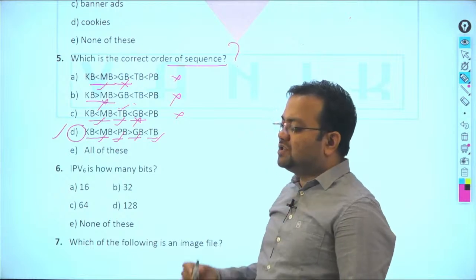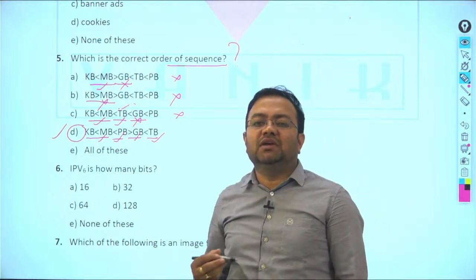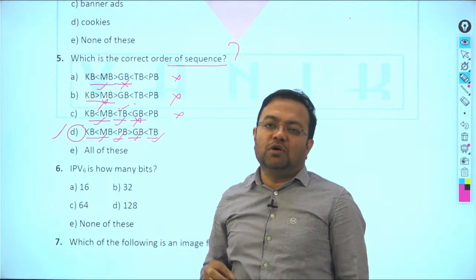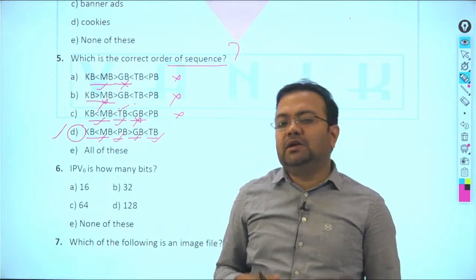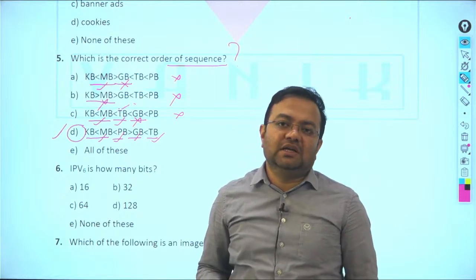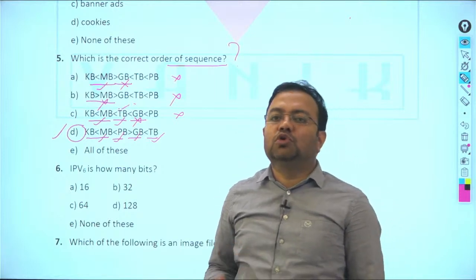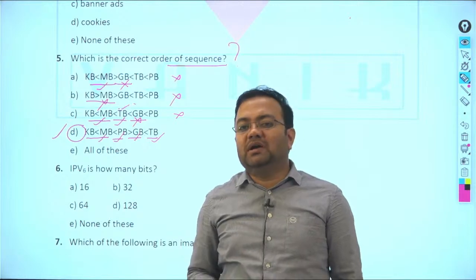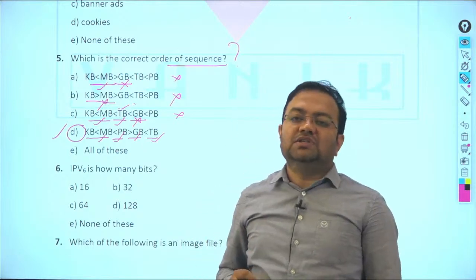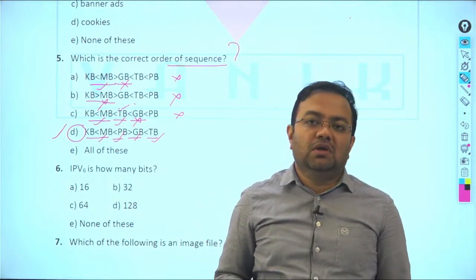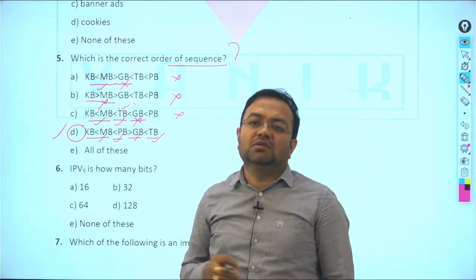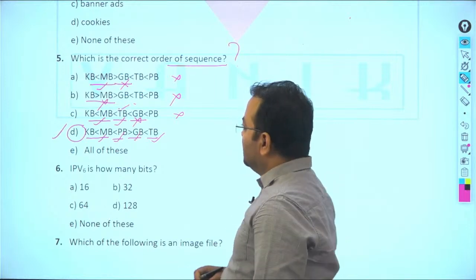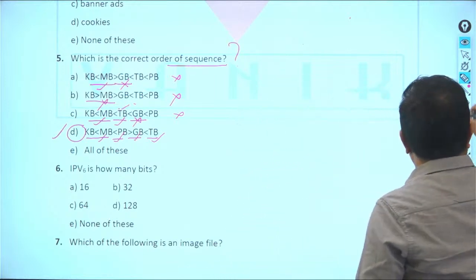Based upon the sequence of the memory measuring units, this type of question is now coming. The order is kilobyte, then megabyte, then gigabyte, then terabyte, then petabyte, then exabyte, then zettabyte, then yottabyte, then brontobyte, and then geopbyte. These are the measuring units of memory. We should remember which has which position, and according to the positions we can solve the answer. Okay, then goes to question number 6.